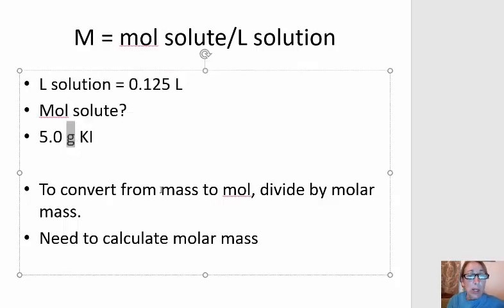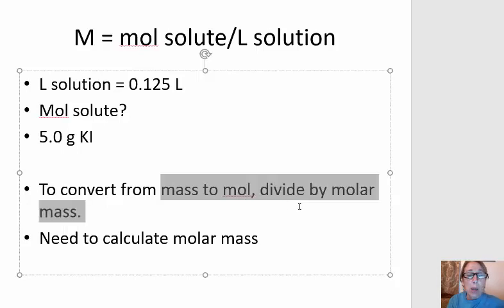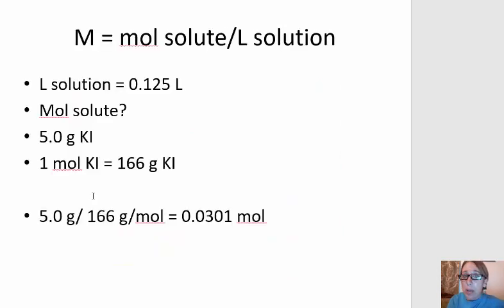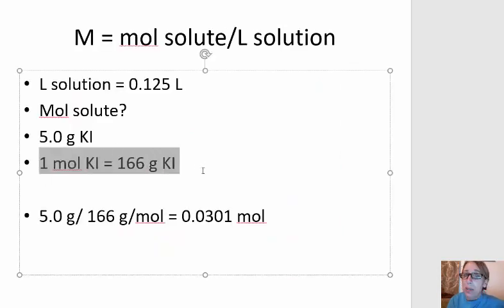And we remember that we can convert between mass and mole, and to get from mass to mole, we divide the mass by the molar mass. So we have to calculate the molar mass by looking at the periodic table. The molar mass of potassium is 39.10 grams per mole, and that of iodine is 126.90 grams per mole. So when we add those together, we get 1 mole of potassium iodide is 166 grams of potassium iodide.